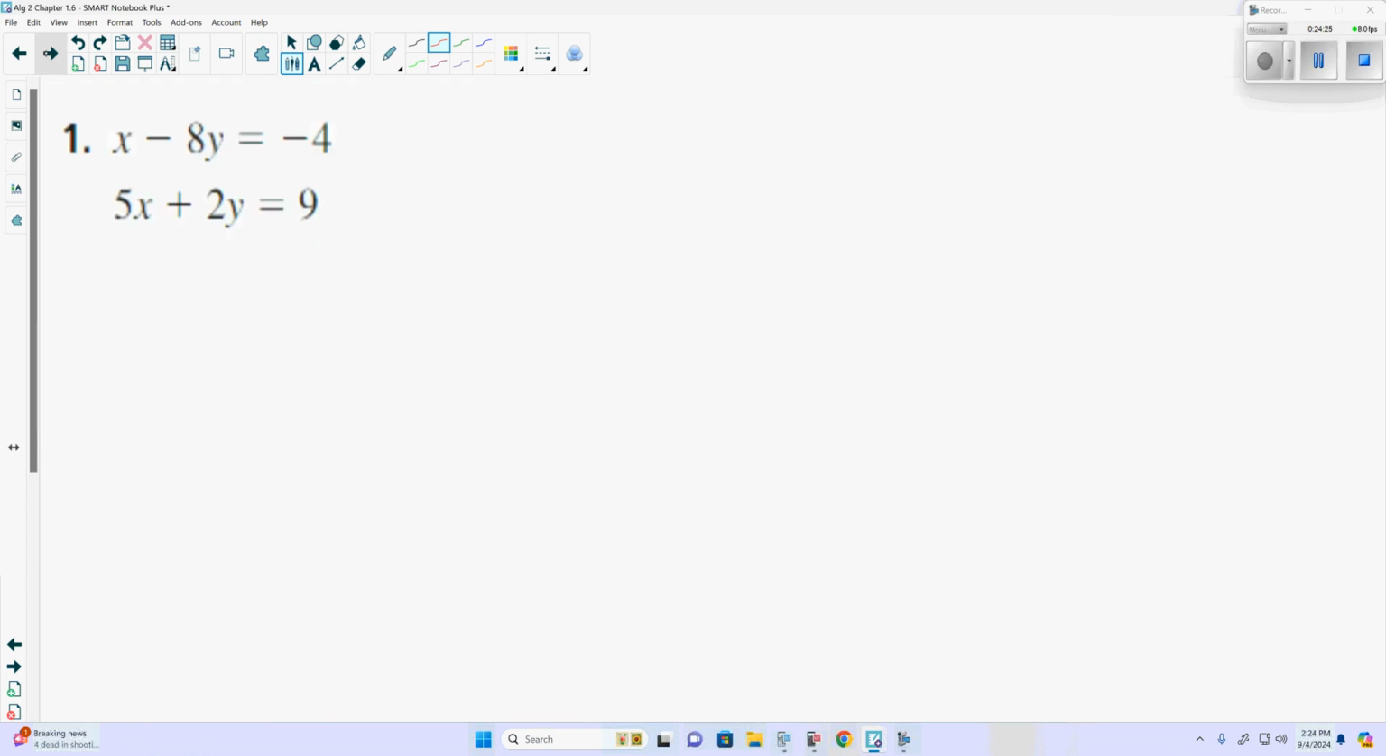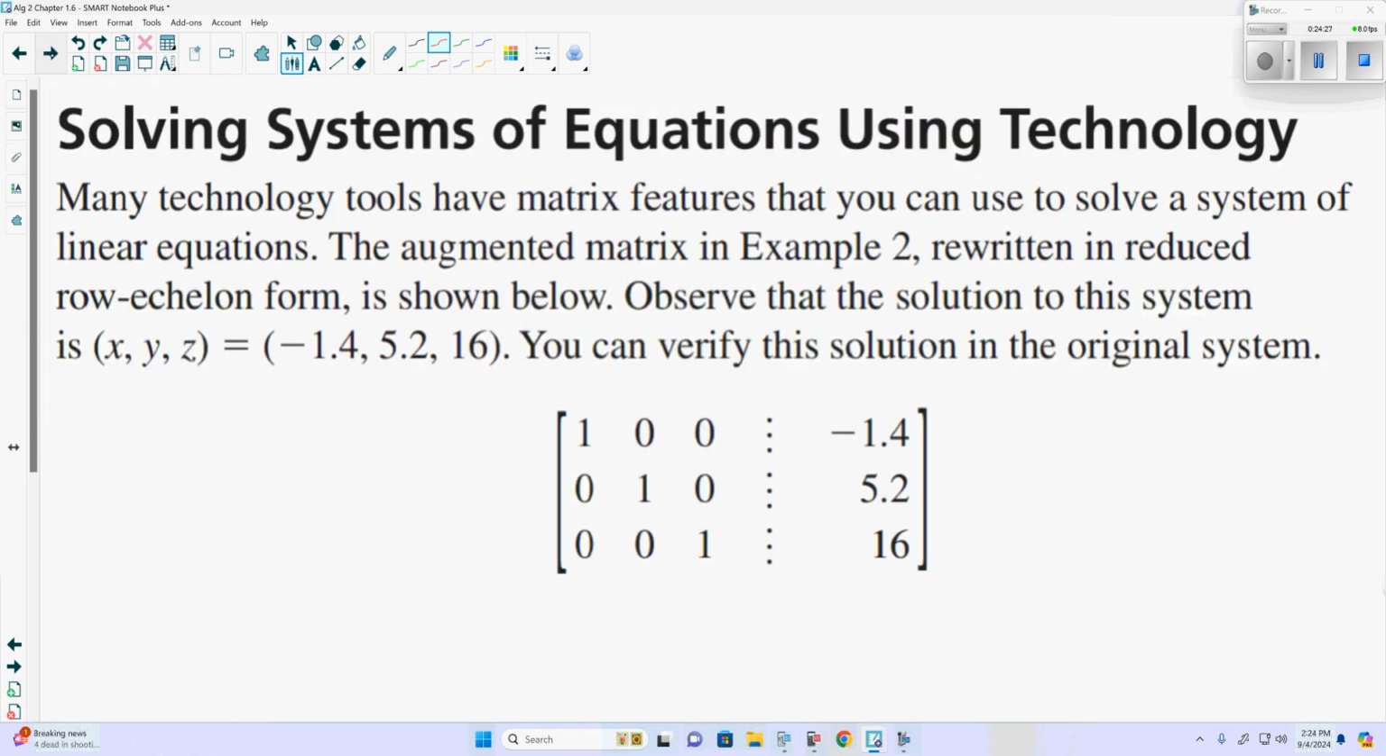All right. This, as I said earlier, is why you're going to dislike what we did yesterday. It happens this way every year. Many technological tools have matrix features that you can use to solve systems of linear equations. All we have to do is put it in and then put it in reduced row echelon form, and it will give you the solution.